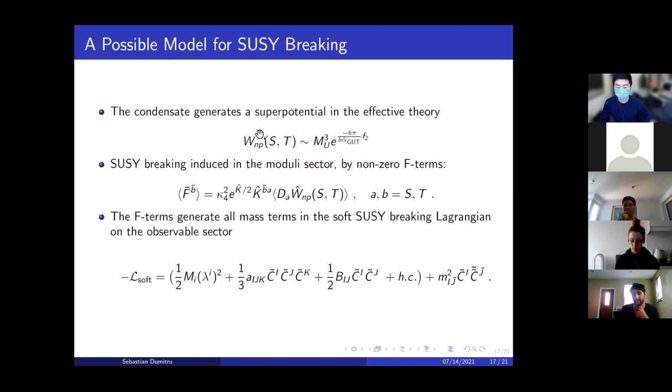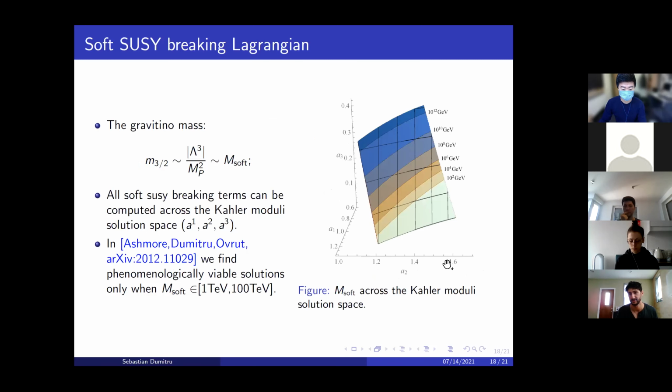So this kind of non-perturbative superpotential, if you solve for the F terms, you will find that you cannot set the F terms related to the dilaton and the Kähler moduli to zero at the same time for this particular potential. Therefore, you break supersymmetry on the hidden sector, and it's transmitted gravitationally to the observable sector, and you get the soft SUSY breaking Lagrangian of these types, where here are the gaugino masses, the trilinear couplings, and the scalar masses. The scale of these soft SUSY breaking mass terms is best indicated by the gravitino mass, where the gravitino mass is simply the scale of the condensate to the third power divided by M Planck squared.